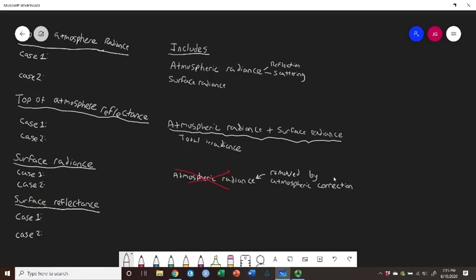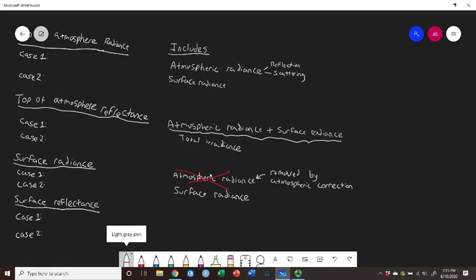Right, this was removed by atmospheric correction, and we talked about atmospheric correction in the previous video when we talked about the fact that it accounts for all the different parts of the atmosphere, and it removes that contribution from the atmosphere. So if we take away atmospheric radiance, what we have left is just the surface radiance. Right, all we have left is surface radiance.